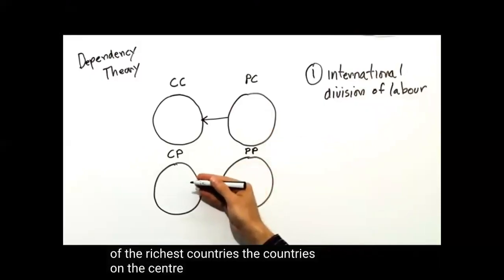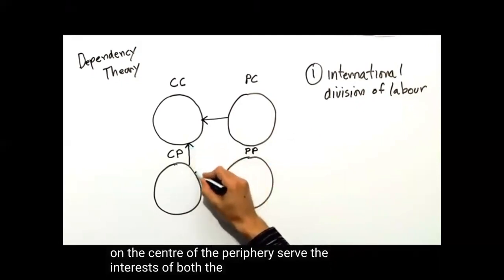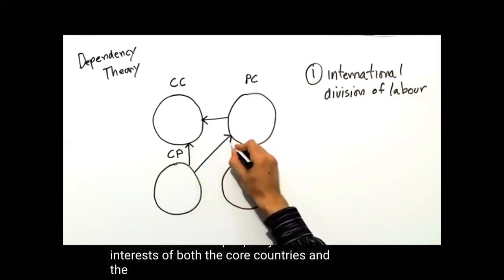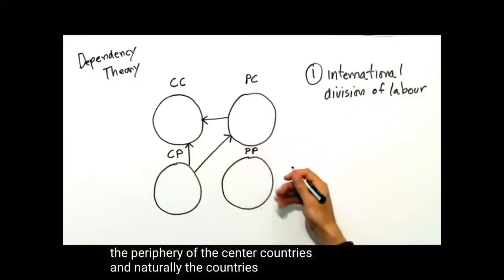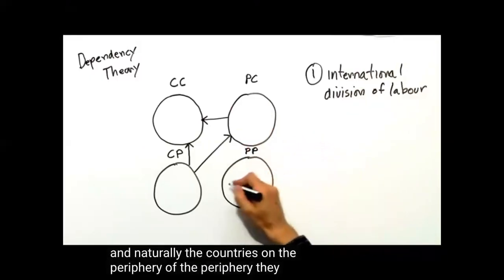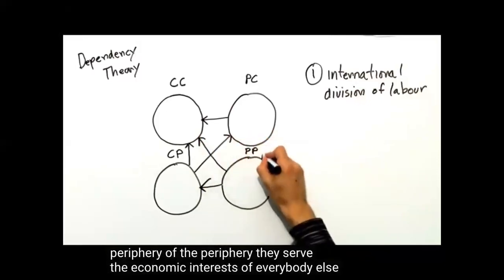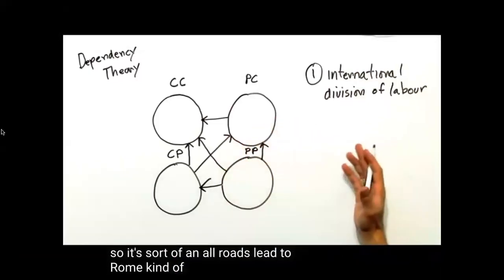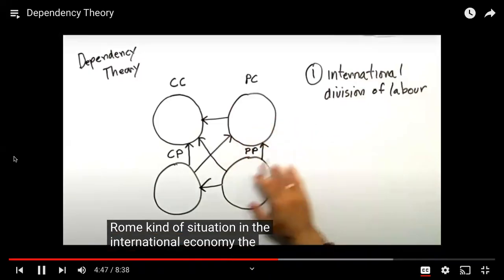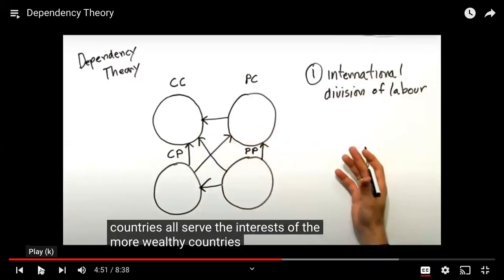The countries on the center of the periphery serve the interests of both the core countries and the periphery of the center countries. And naturally, the countries on the periphery of the periphery, they serve the economic interests of everybody else. So it's sort of an all roads lead to Rome kind of situation in the international economy. The periphery countries all serve the interests of the more wealthy countries.